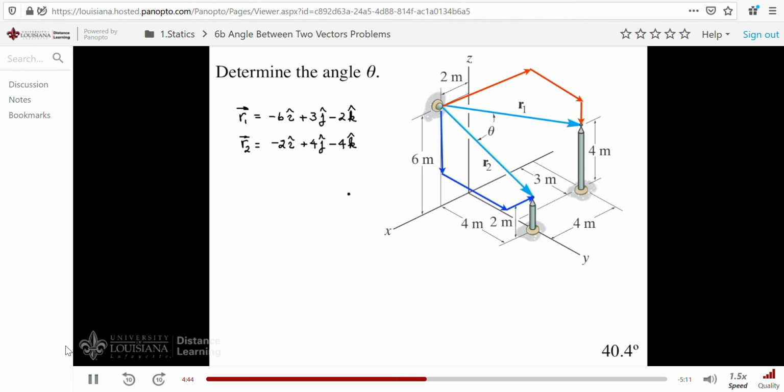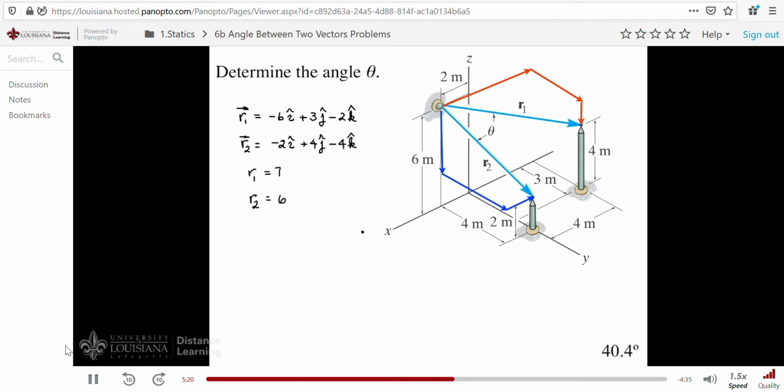Next, we have to find the magnitude of each of these vectors. To do that, we simply take the square root of the sum of the squares of the components. In other words, the square root of 36 plus 9 plus 4. That's the square root of 49. Turns out to be 7, doesn't it? Now let's get r2. That's the square root of 4 plus 16 plus 16, or the square root of 36. And so we get 6.